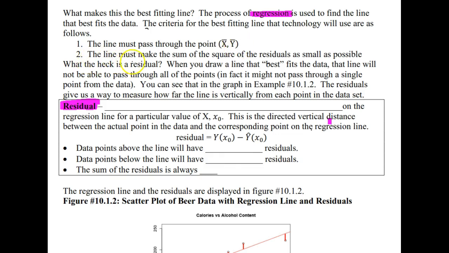Then the line must make the sum of the squares of the residuals as small as possible. Sum means to add, and square means to take a number times itself. Those are math words that we've seen before. But then we have this new word in here, residual. So what the heck is a residual?